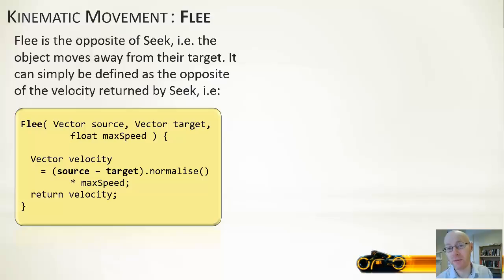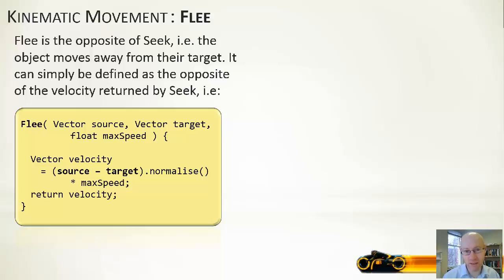It's incredibly straightforward. The equation, if you look at flee down there, again takes in a source, a target, and maximum speed. At first glance, you might think, hold on, it's exactly the same. It's nearly exactly the same. How it differs is it is source minus target, as opposed to target minus source. So there we get a vector not to the target location, but a vector pointing away from the target location.